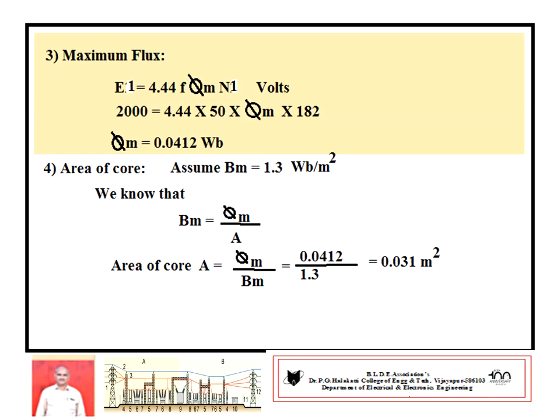So as a continuation of the problem, they may ask to calculate the area of the core by giving flux density. For that you can assume the flux density now 1.3 Webers per meter square. What is the value of the area of cross section? Then again we have to use Bm. Bm equal to phi m by A. So area of cross section A equal to phi m by Bm. So phi m is 0.04, Bm is 1.3. So we are getting the area 0.031 meter square.